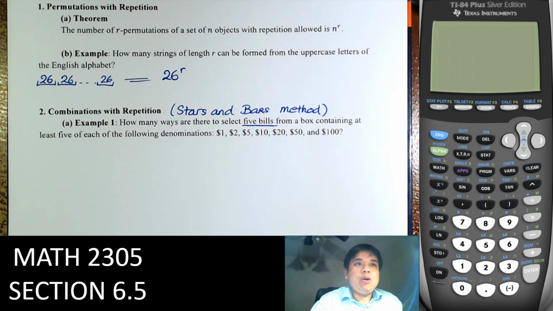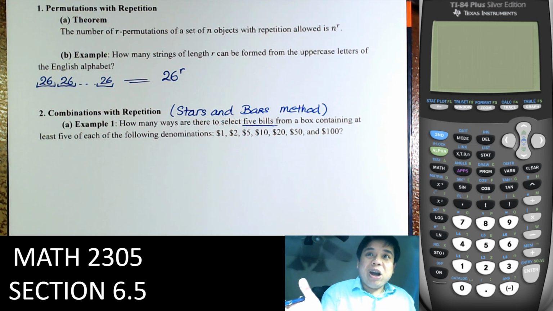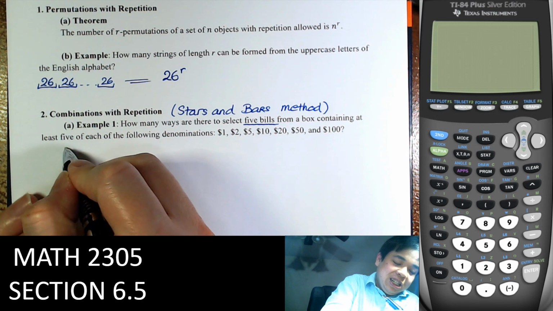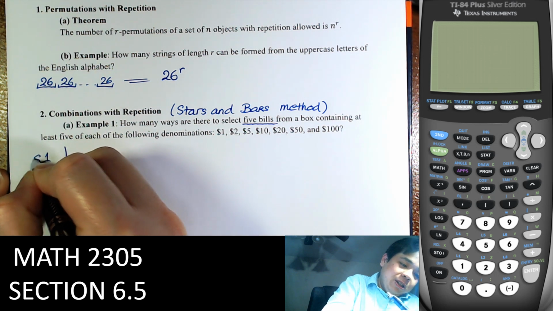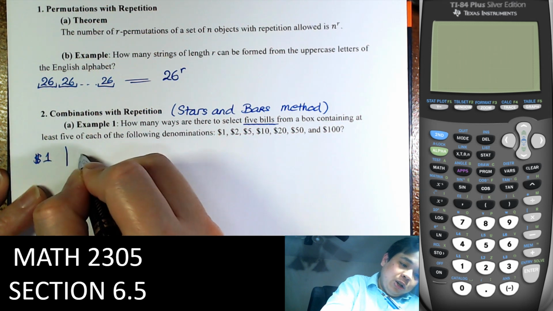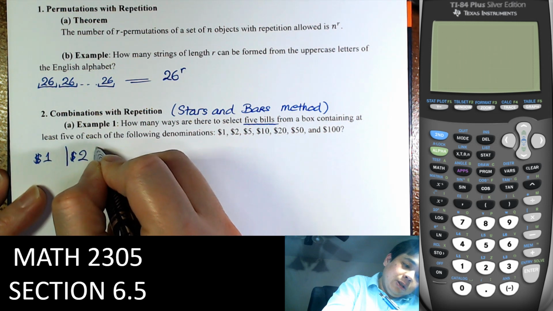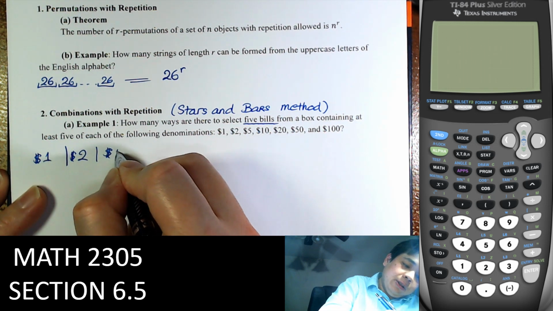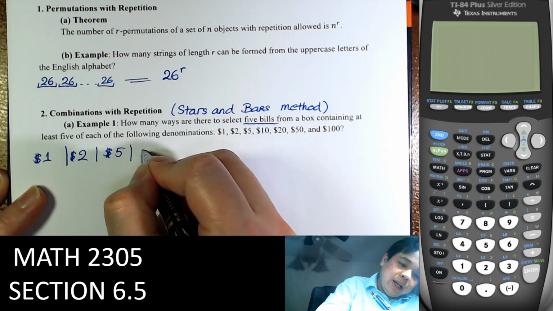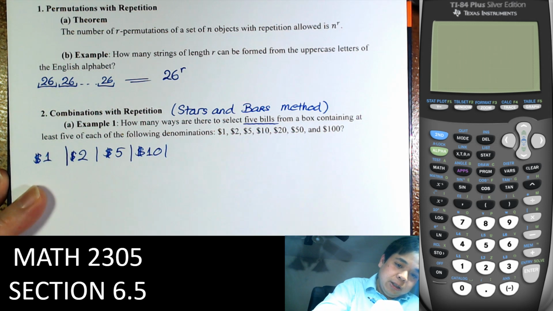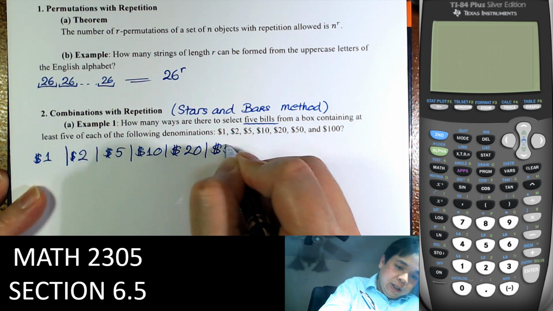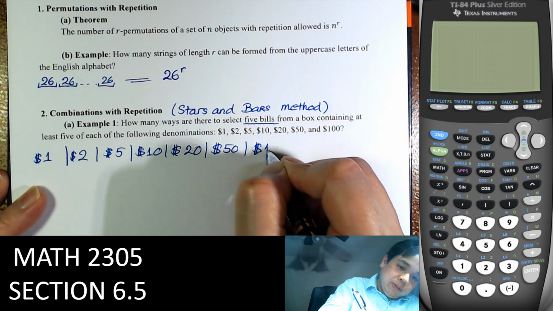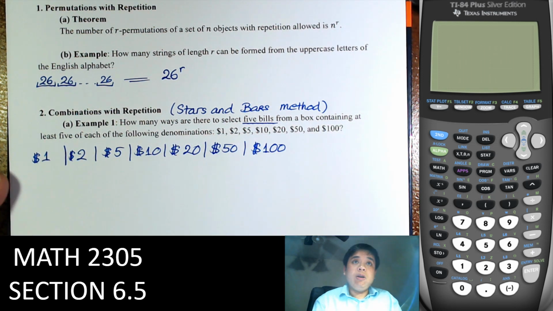Alright, now here's the situation. Let's just try to draw the box of cash. So $1 bill, separated by a 2, a 5, 10, 20, 50, and 100. How would we choose?